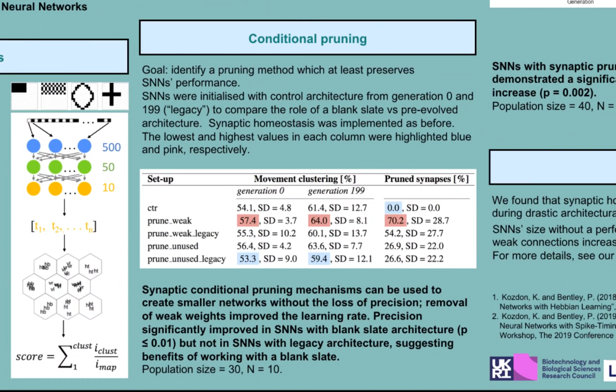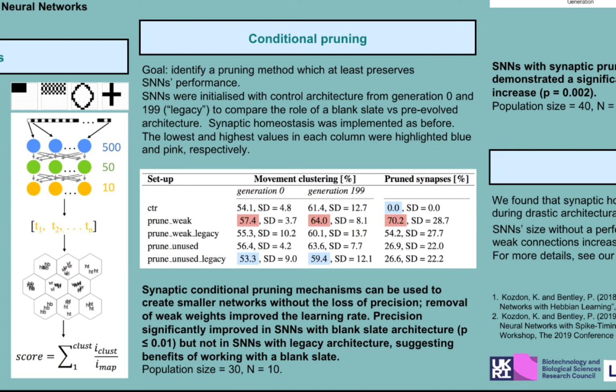In the second set of experiments, we tested conditional pruning. This set of experiments was performed using an evolutionary approach. For pruned networks, we used two kinds of starting architectures: control architecture from the beginning or end of evolution. This was done to compare the effect of blank slate versus pre-evolved architecture in pruning. Synaptic homeostasis was implemented as before.